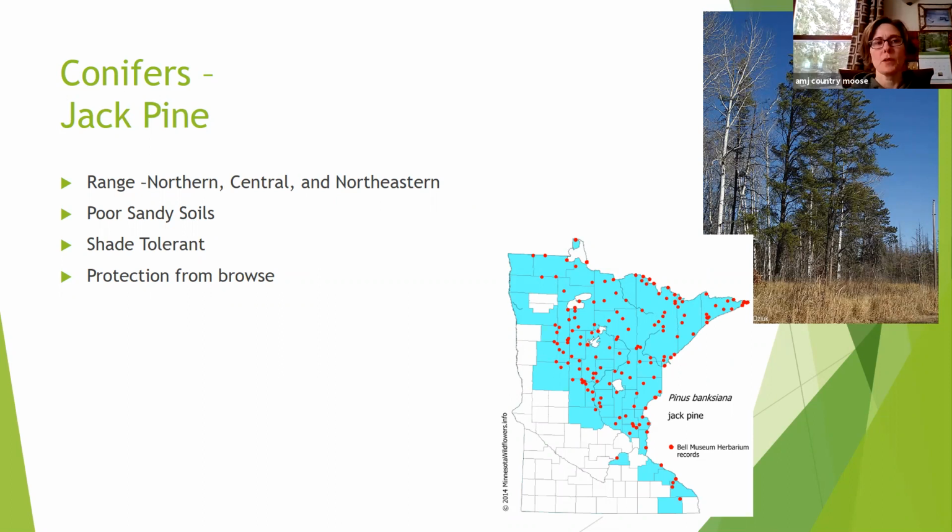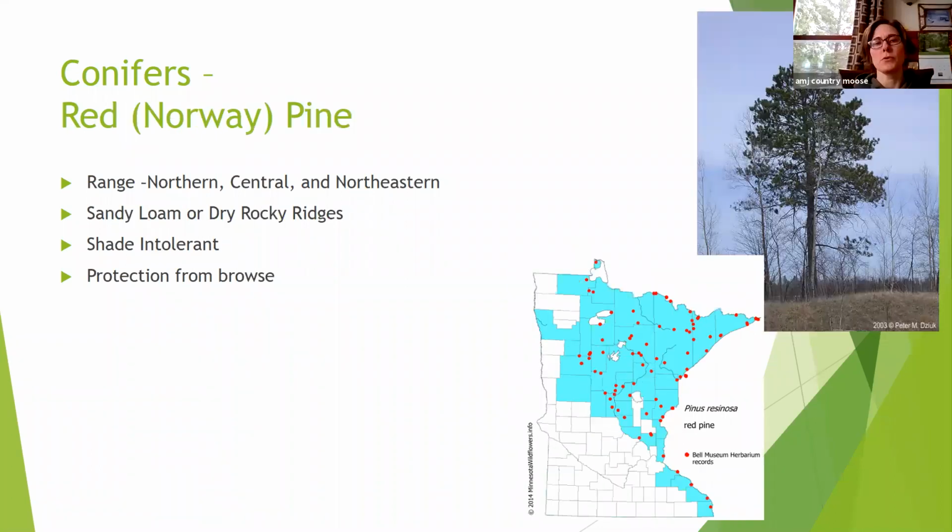Our state tree, red pine, often referred to as Norway pine, is normally in northern, central, and northeastern Minnesota. They prefer a sandy loam or dry rocky ridges. They're shade intolerant, so if we're going to be planting them, we want to make sure we have a nice open site with not a lot of competition.